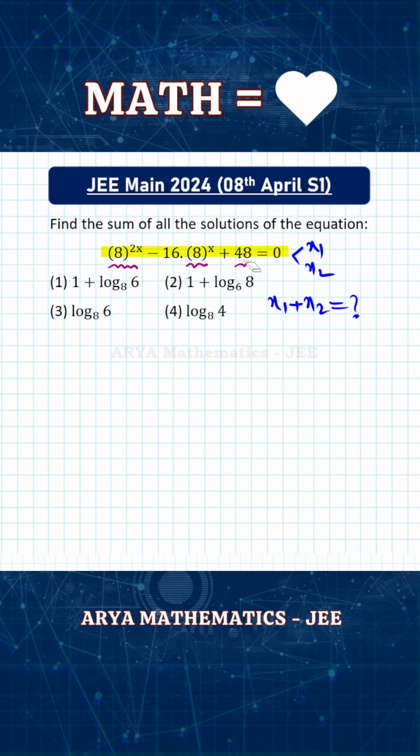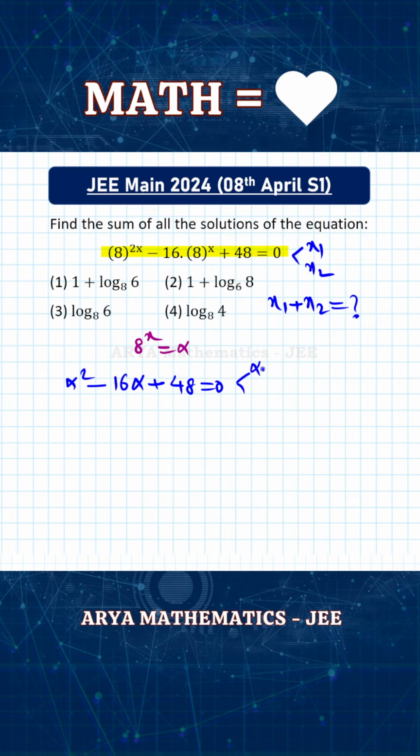48 equals 0. Now, in class 10, we do these types of problems where, by doing some substitution, we can convert this into a quadratic equation. In fact, if you take 8 raised to x as alpha, then the first term is nothing but alpha square, right? 8 raised to 2x is 8 raised to x, square of that. So the first term is alpha square minus 16 into alpha, right? Plus 48 equals 0.